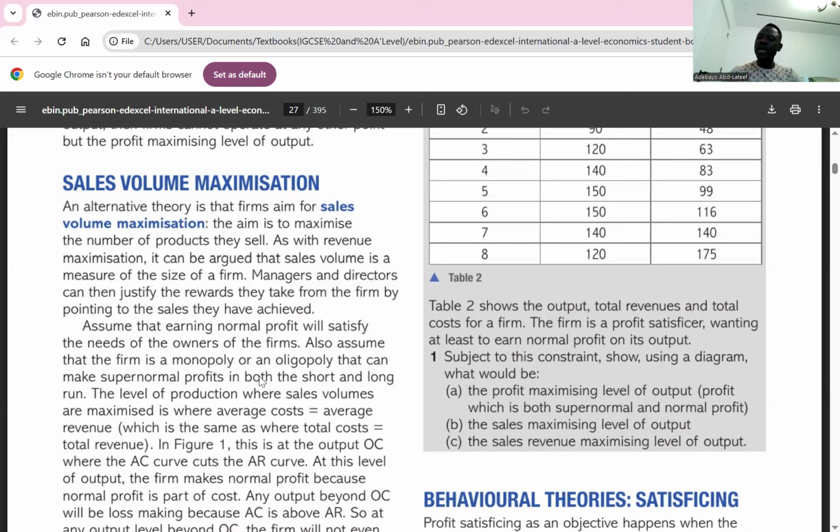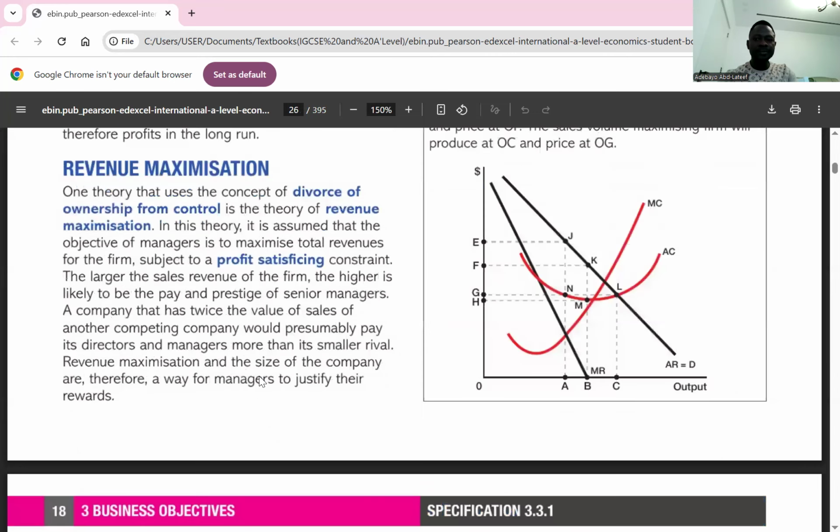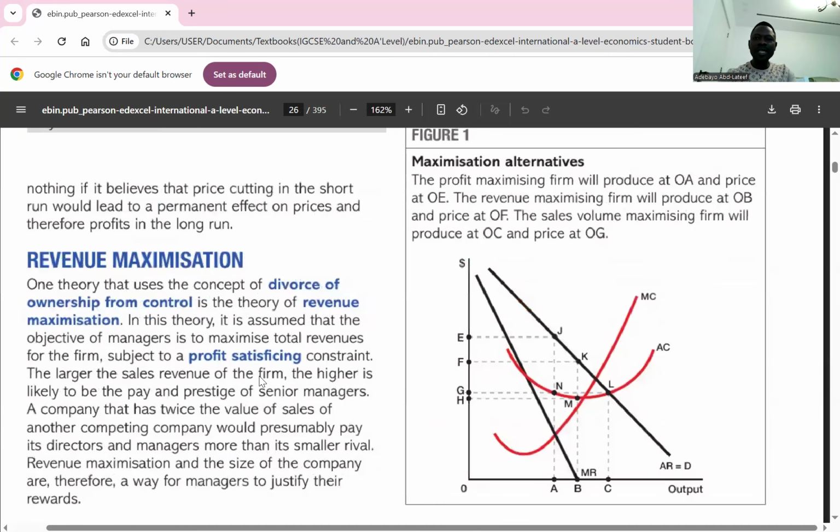Sales volume is maximized where AC equals AR. So for sales volume maximization, it is where your average cost equals your average revenue, or where your total cost equals your total revenue. When I'm doing the graph analysis, you will understand. So we'll go to figure 1 analysis now. So the graphical analysis of figure 1.